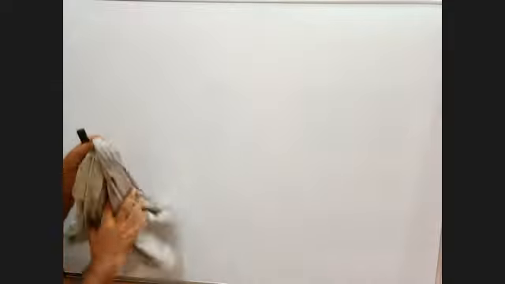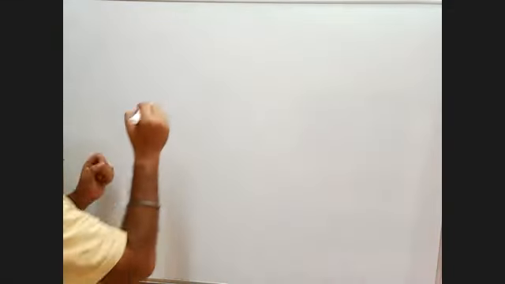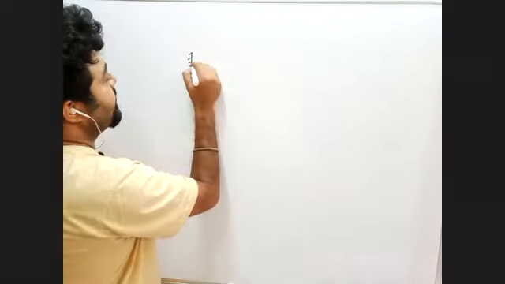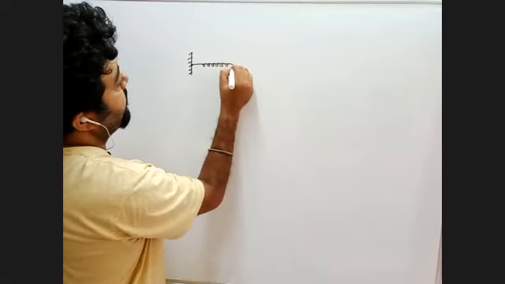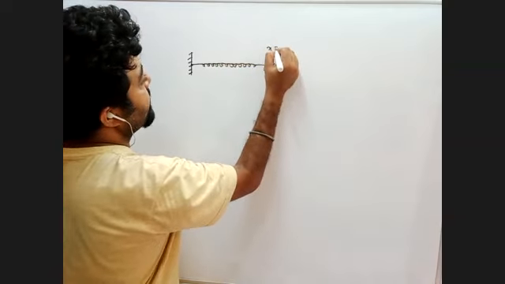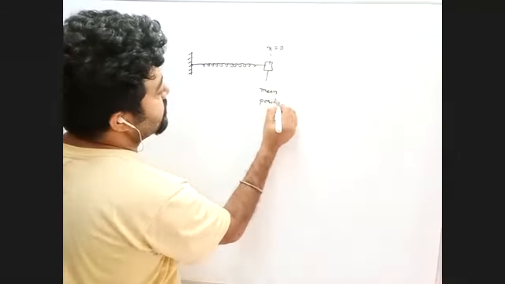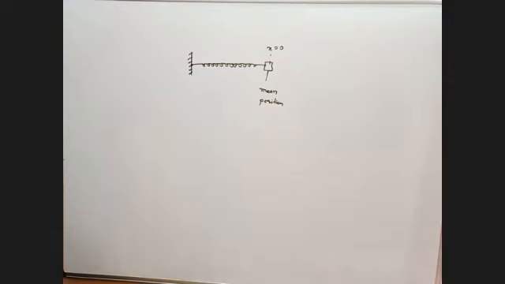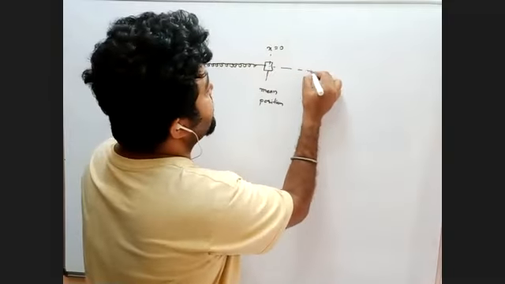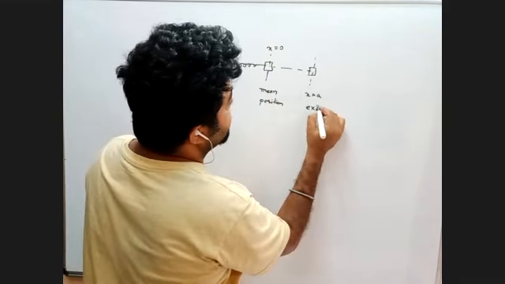Conservation of elastic energy. So for elastic energy, suppose you have a spring. This is called the mean position, where x is 0. And this one is called the extreme position, x equals a.